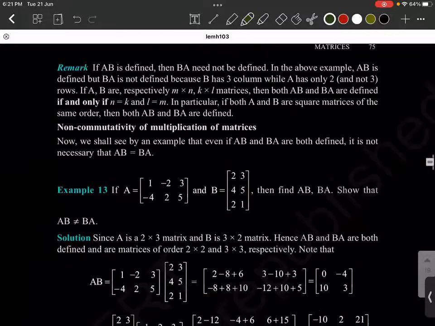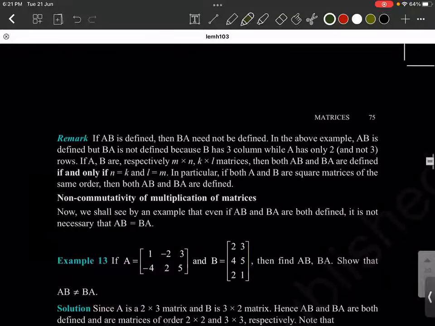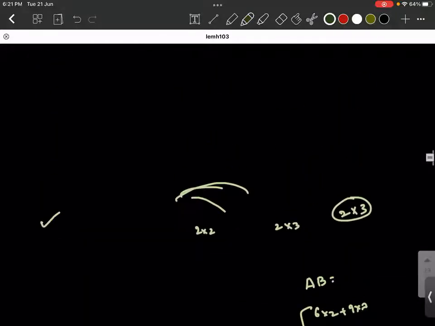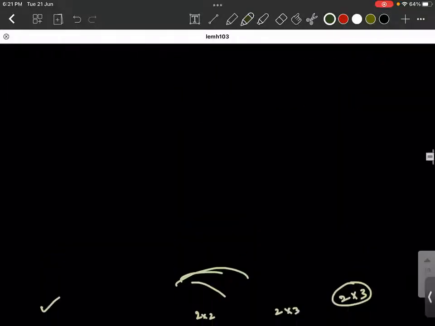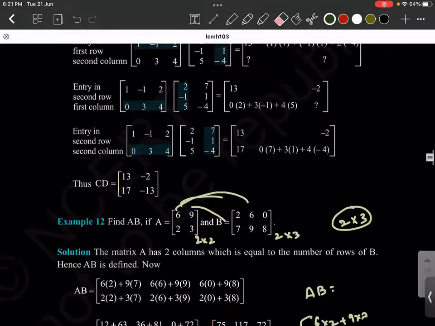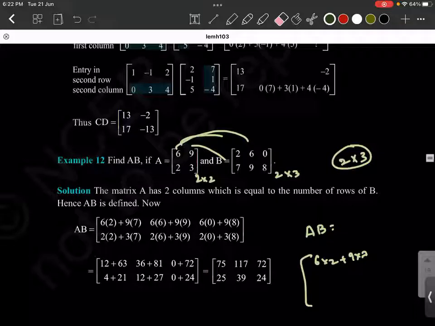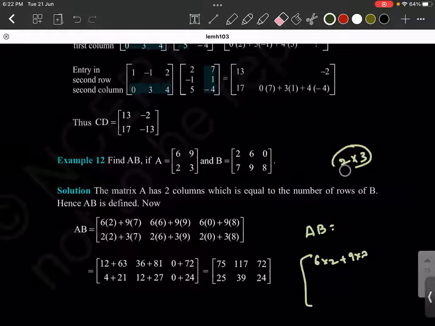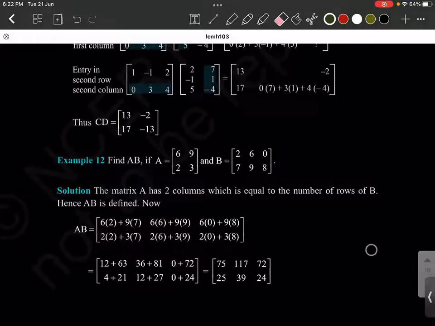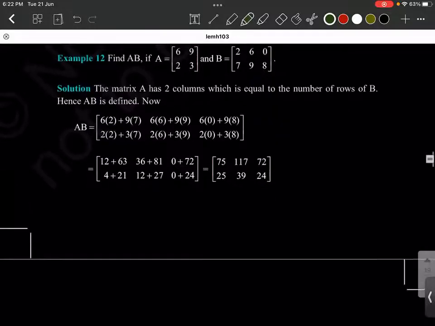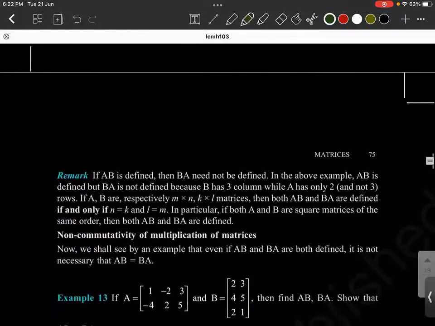So I hope you got it. Right? One important point to be noted is, if in a particular problem you are able to define AB, and there is a question like, is BA also possible? The answer completely depends on the number of rows and columns those matrices have. Because what is the important condition for matrix multiplication? It is always necessary that the number of columns of the first matrix should be equal to the number of rows of the second matrix. If they are of different order, then there is a possibility that if AB exists, BA might not exist.